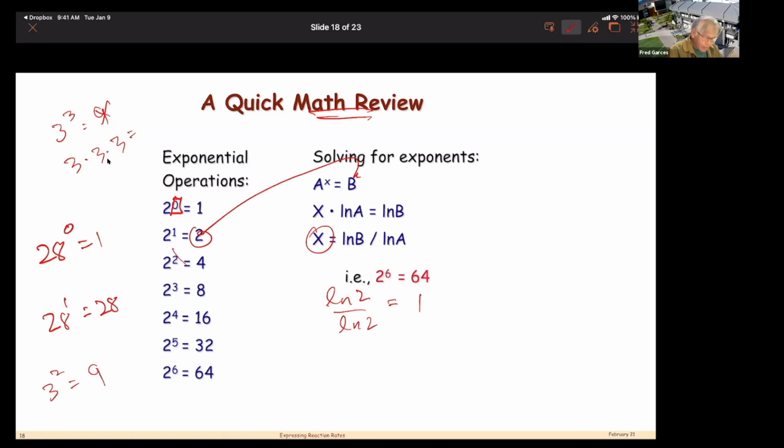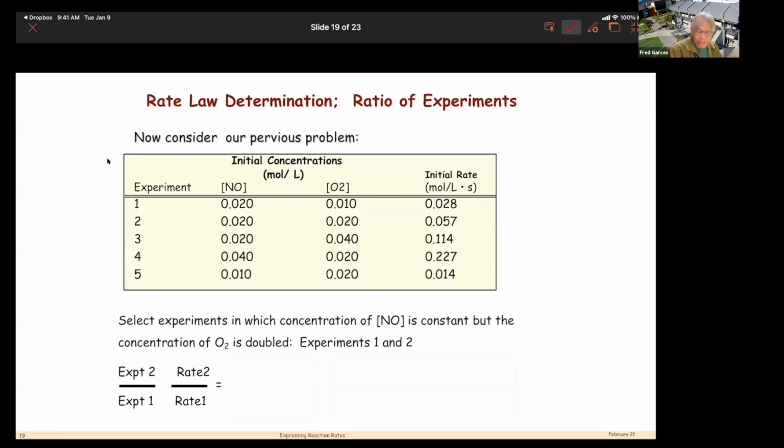So with that said, here are more examples of that. Let's look at our experiment. Now we're going to pick experiments 1 and 2, and right now, that's all we are looking at. What we're going to do is say experiment 2 over experiment 1, and write an equation that relates those two.